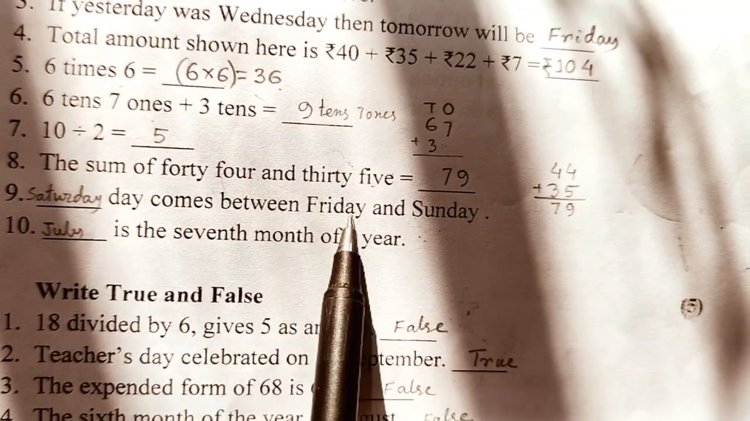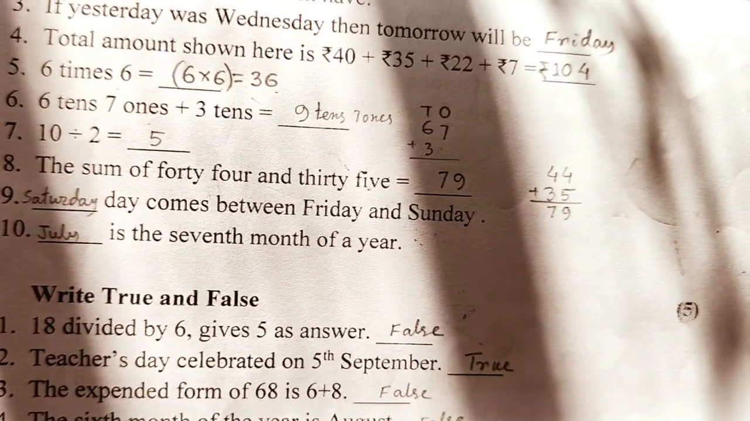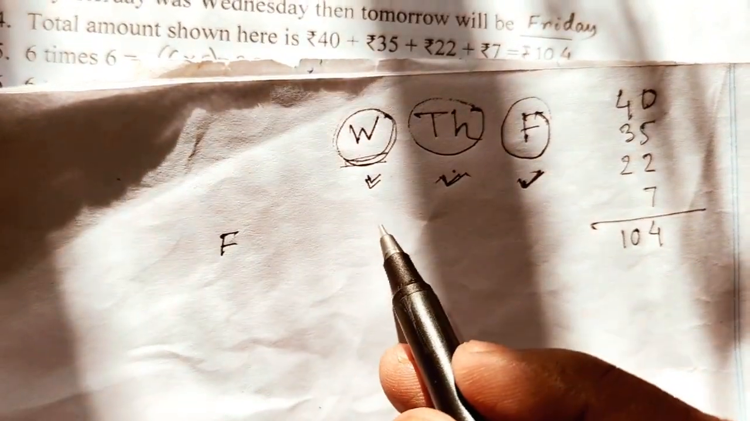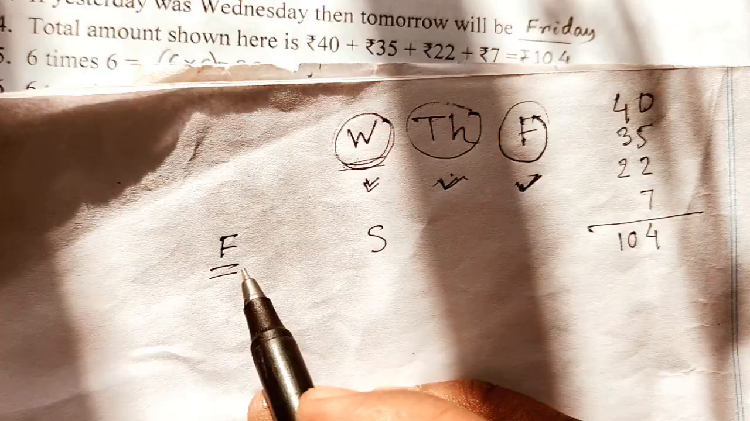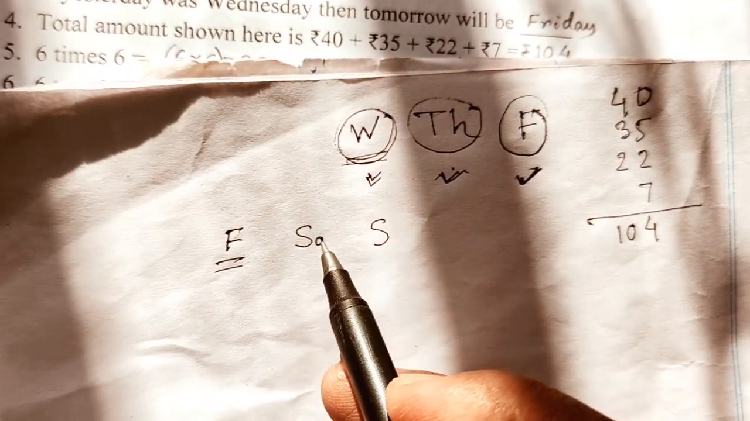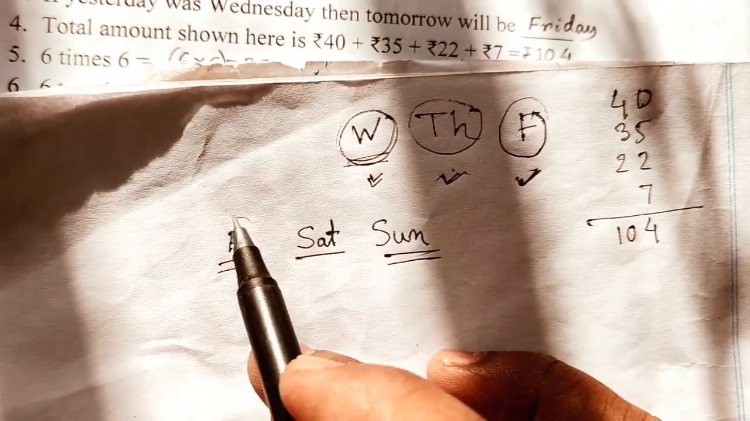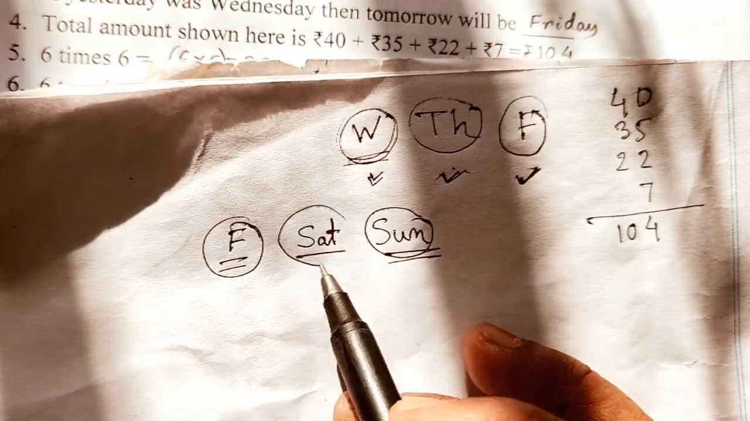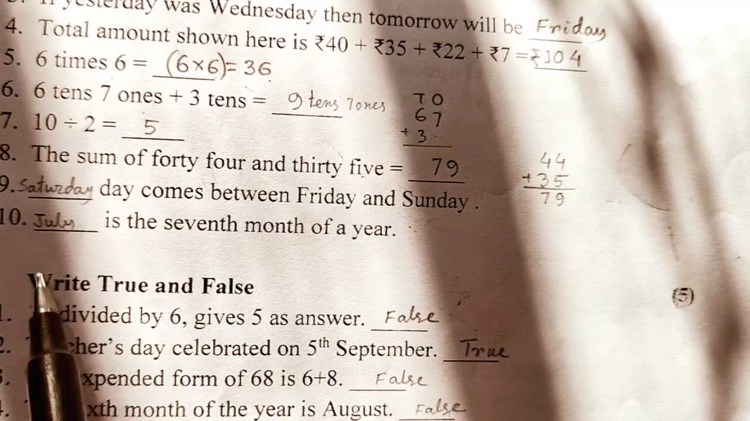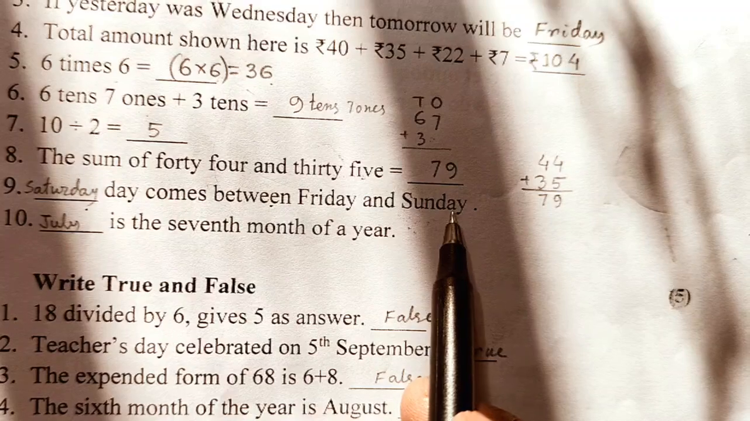Question 9. Dash day comes between Friday and Sunday. If we use it between Friday and Sunday, we know that Friday, Saturday and Sunday. So Saturday comes between Friday and Sunday.